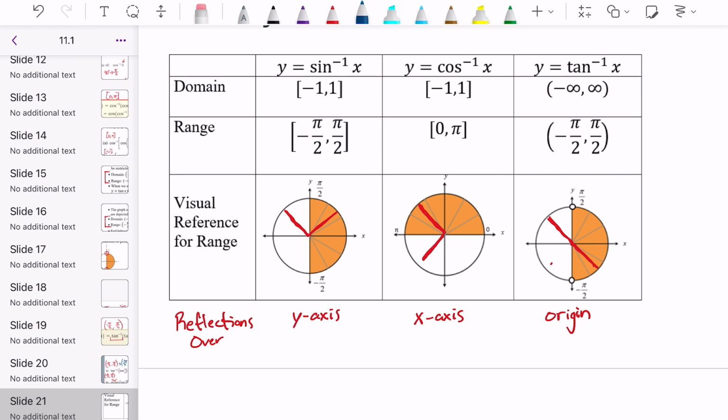The same thing can occur, let's say in inverse sine, if we were in quadrant 3, it would reflect to quadrant 4. If we're in quadrant 4, we would reflect to quadrant 1. And for tangent, if we were in quadrant 3, it would reflect over the origin and into quadrant 1. Hopefully this provides you with a better understanding of inverse trig functions.